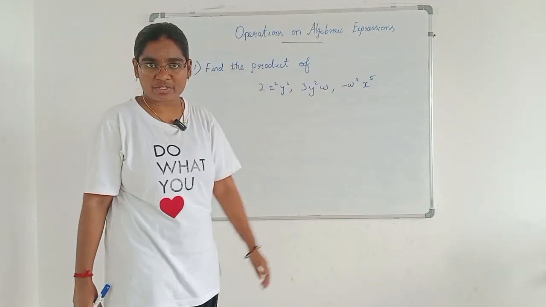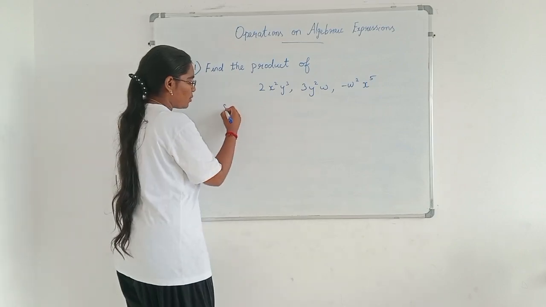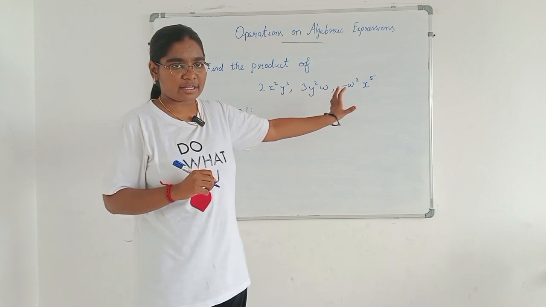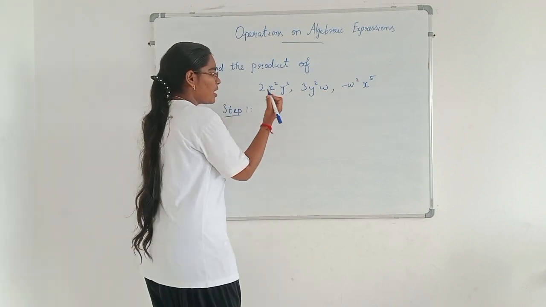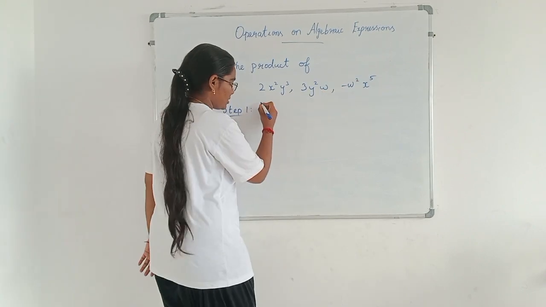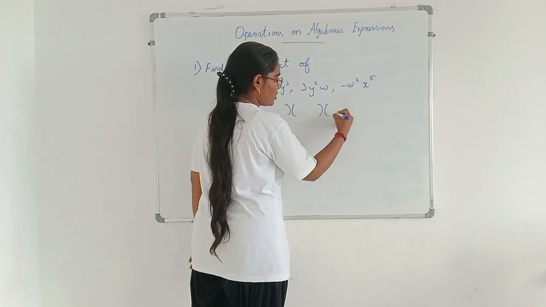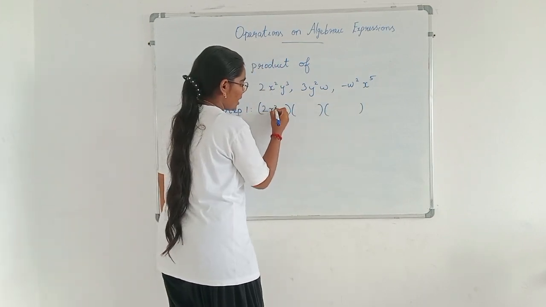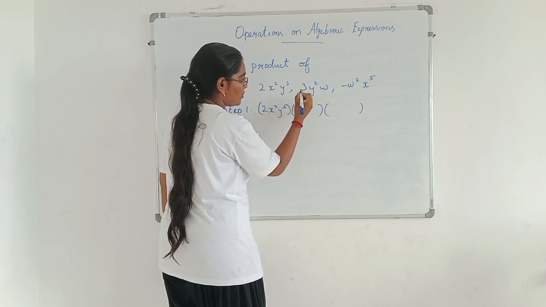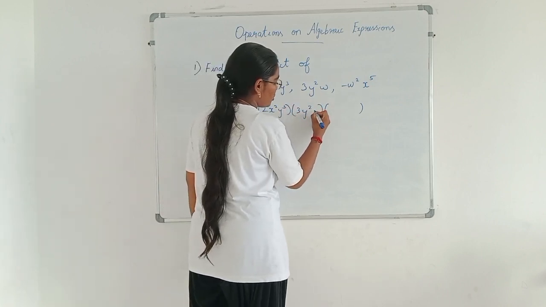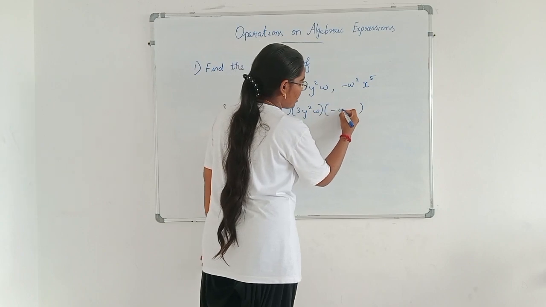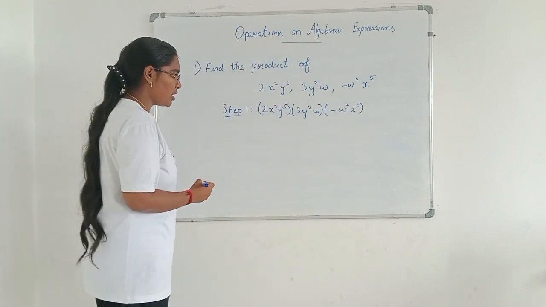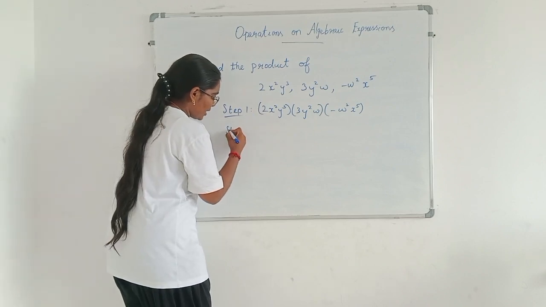Find the product of these 3 terms. Okay. So step number 1, you have to write in product form. So product means put the brackets, because bracket denotes multiplication. So 2x square y cube, 3y square w, next minus y square x to the power of 5. Okay, this is what your first step.